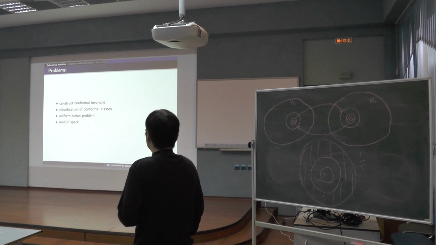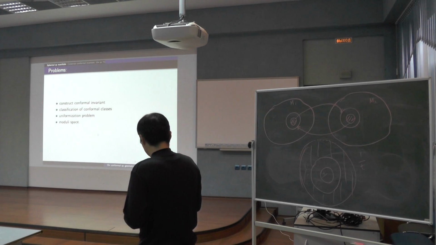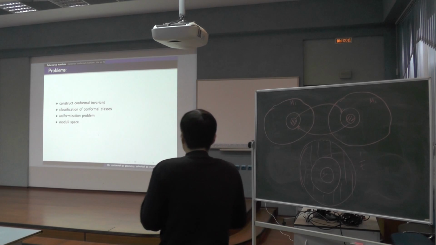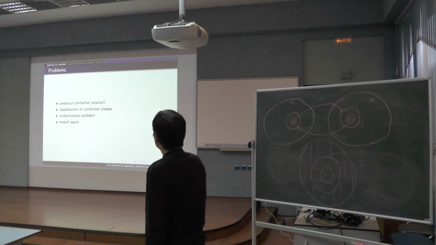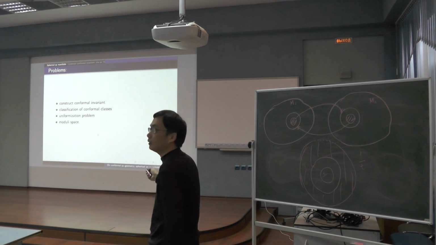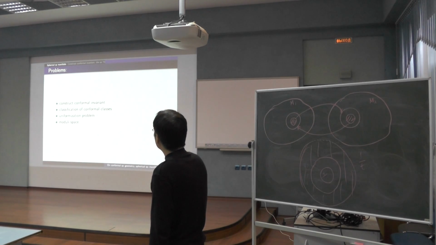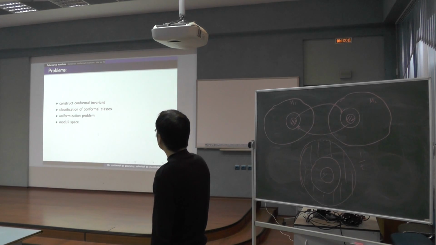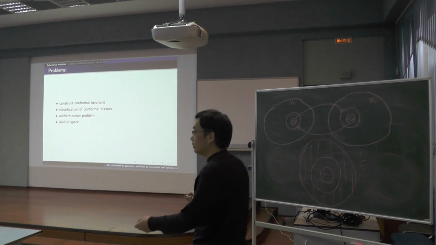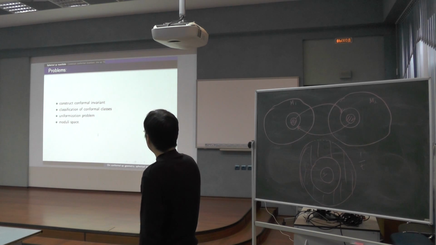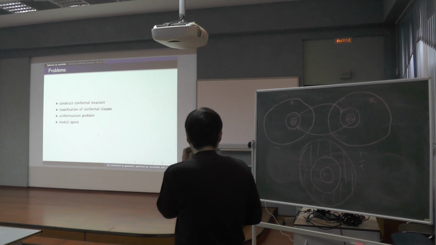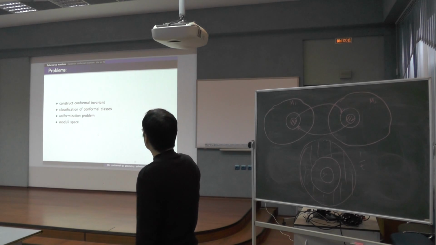So the problems are as in the classical case of Riemannian surfaces: we hope to construct some conformal invariants independent of the sub-Riemannian metric you choose. Second is the classification of such conformal classes and the uniformization problems, and even some moduli space. These are general problems.